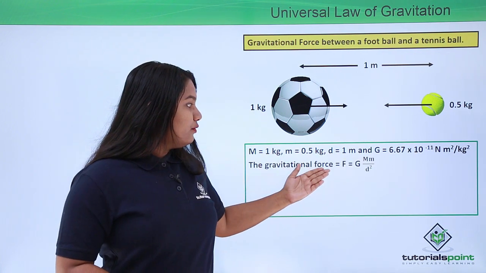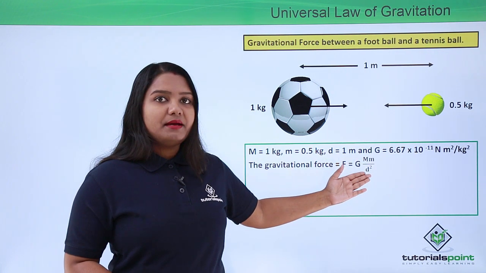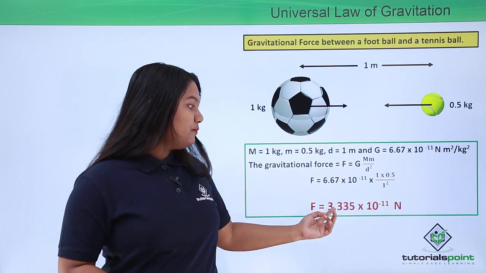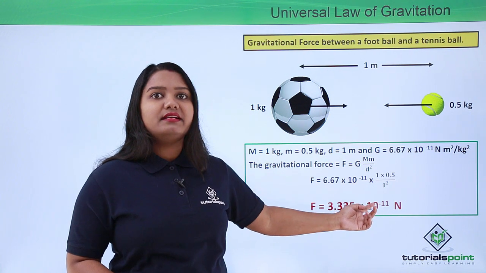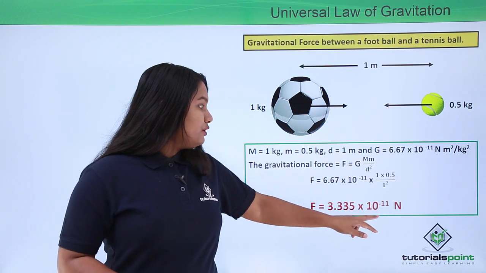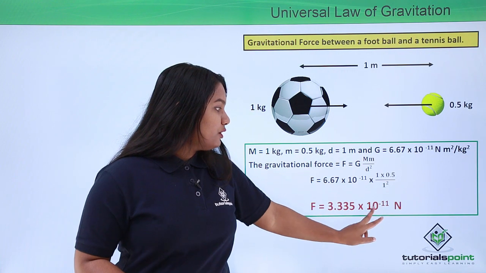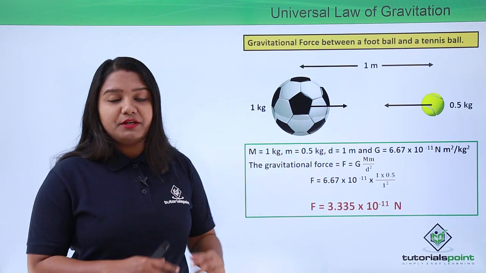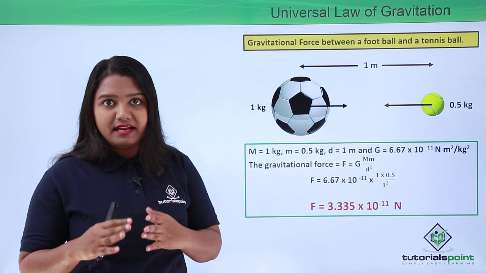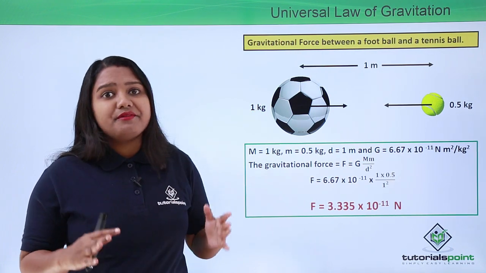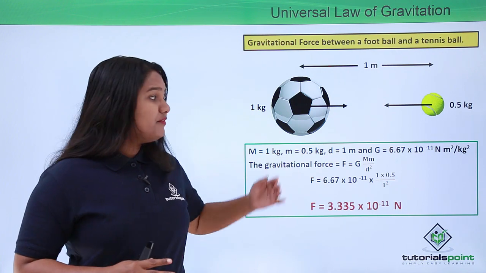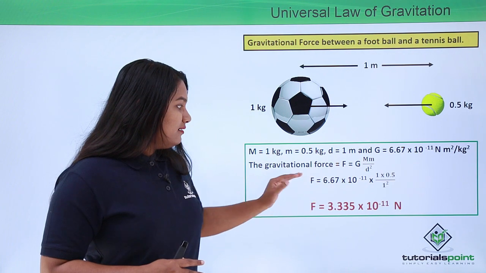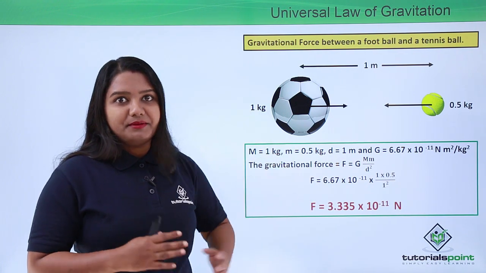So here the gravitational force is F equals G m1 m2 by d square. On putting all these values, we have the force to be 3.335 into 10 power minus 11 Newton. Do you notice here the superscript of 10, which is minus 11? It's a negative number, negative 11, and that's a very small number. It's even very less than 1. So we can neglect it in any way.